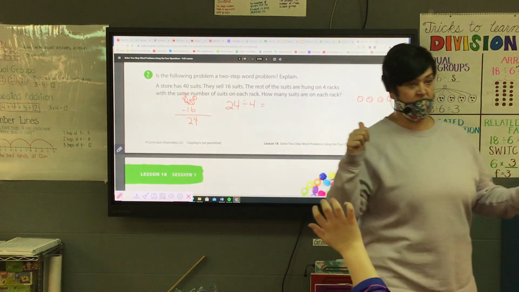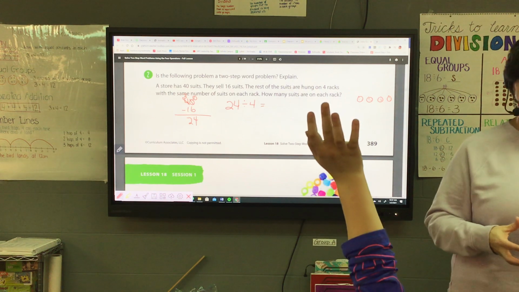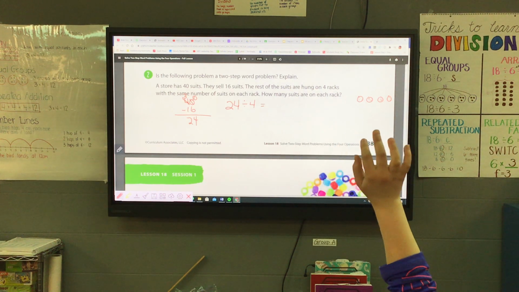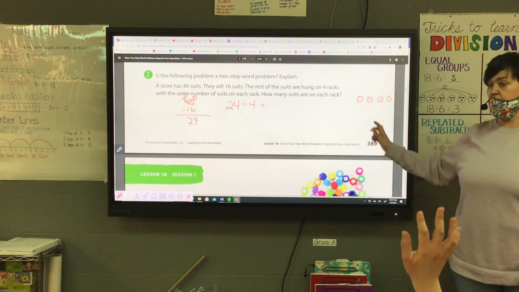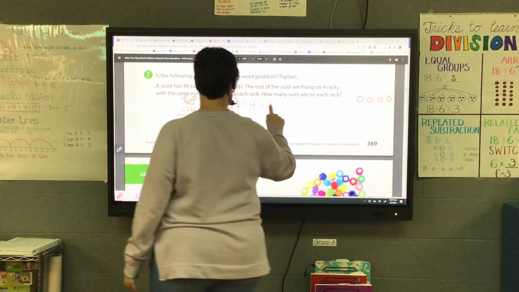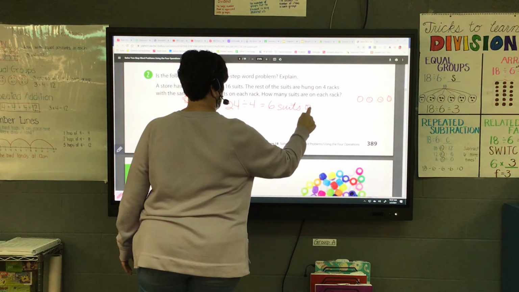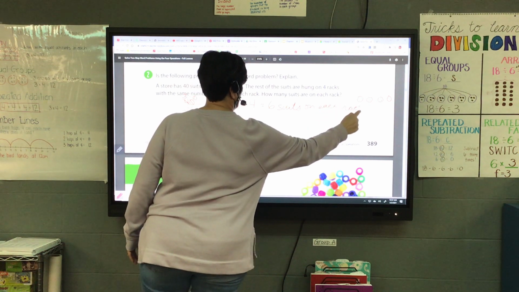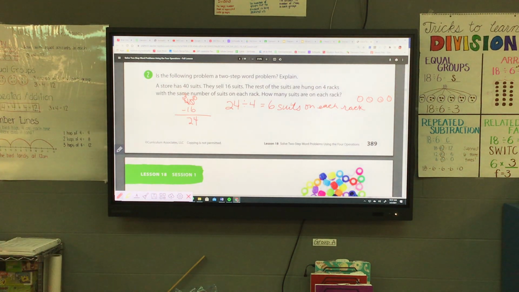Could you do that if you still needed to? Yeah, if that's going to help you solve the problem, friends, I want you to do whatever strategies will help you be successful solving these problems. So how many are on each rack, everybody? 6. There are 6 suits on each rack. All right.